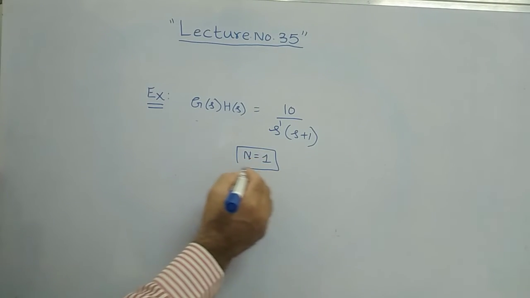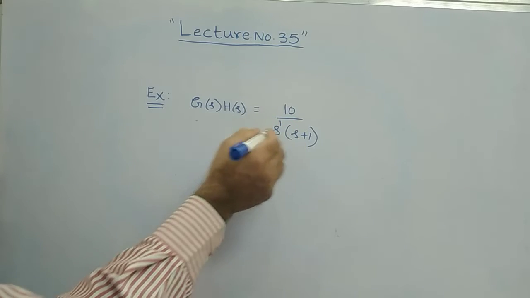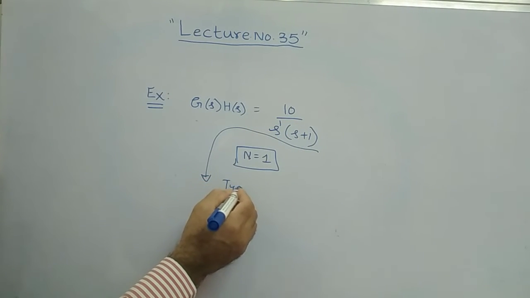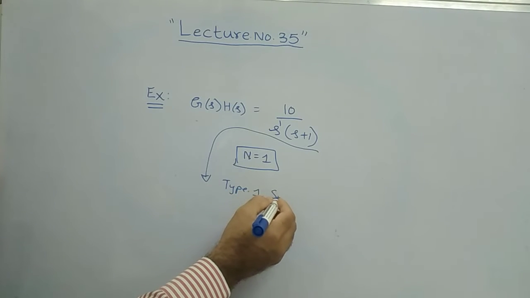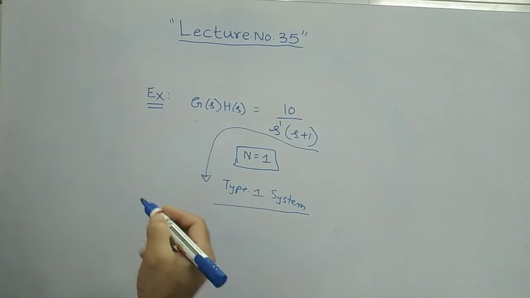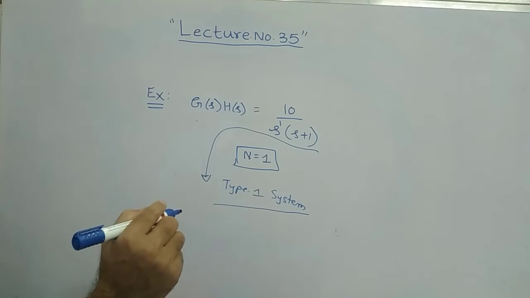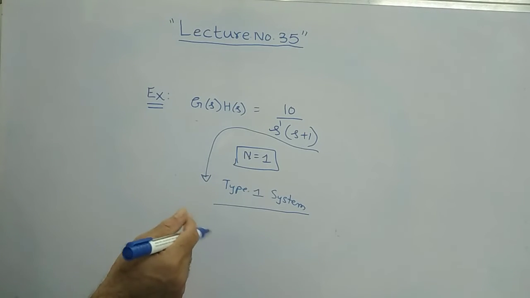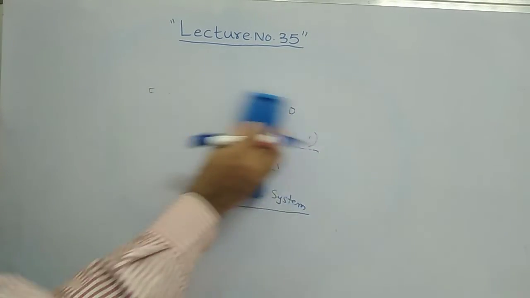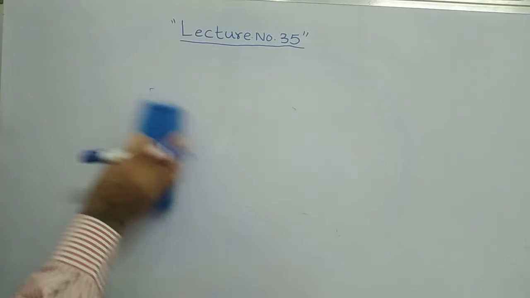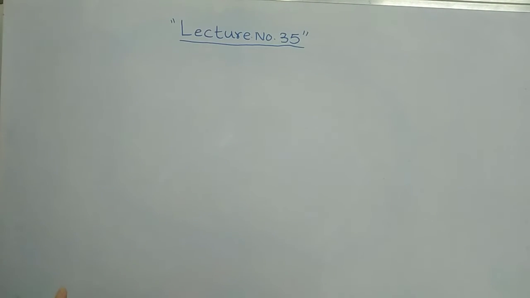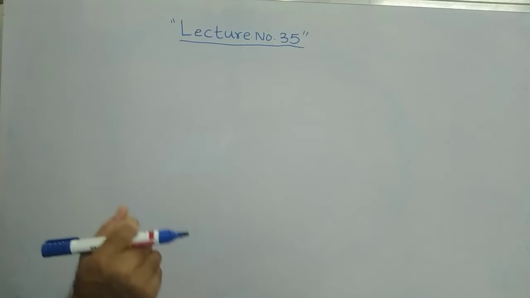Therefore, what is the type number of this system? It is a type 1 system. Likewise, they will ask what is the type number of the system. Type number is 1. So simply you have to observe the denominator polynomial, whether s power n is there or not. If s power n is there, what is the value of n? That decides the type number.